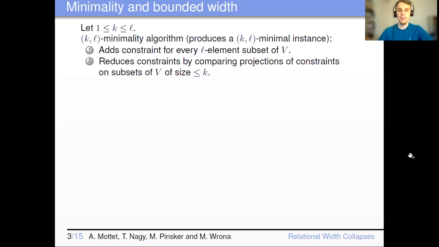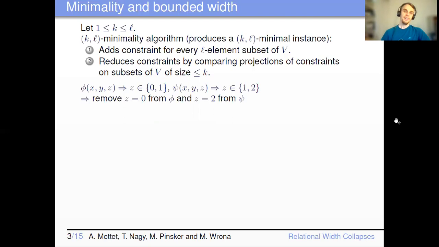And after running the KL minimality algorithm on an instance, we get a KL minimal instance that will still be an instance of CSP of A as we have defined it.